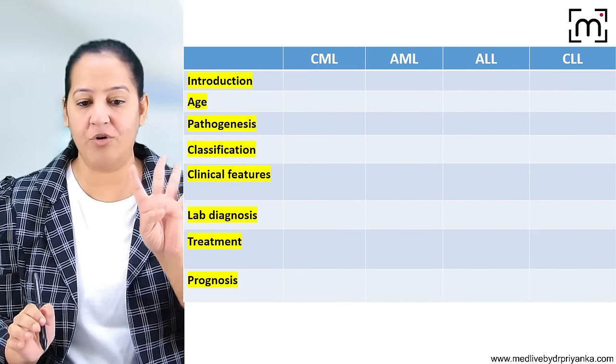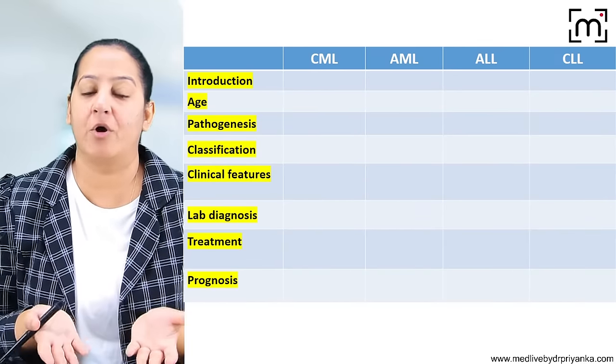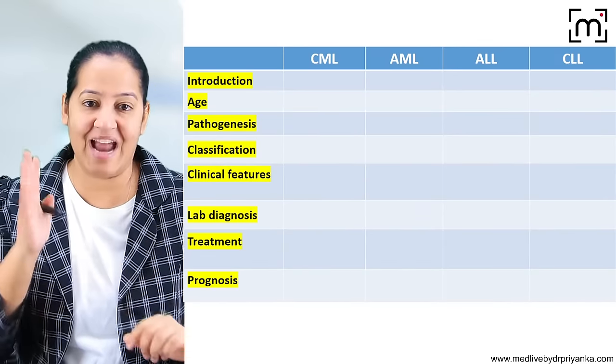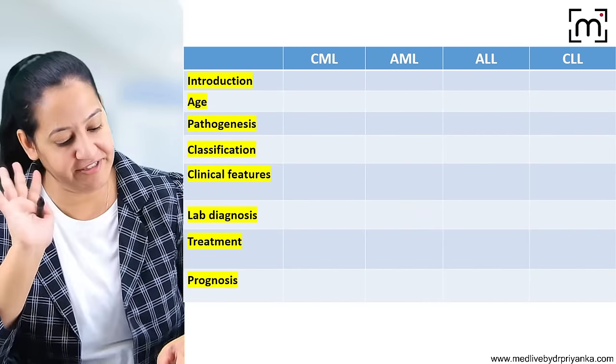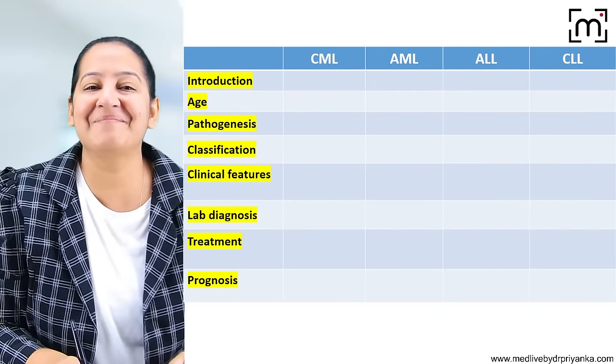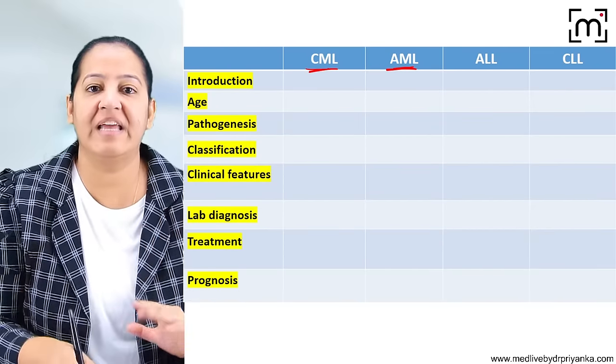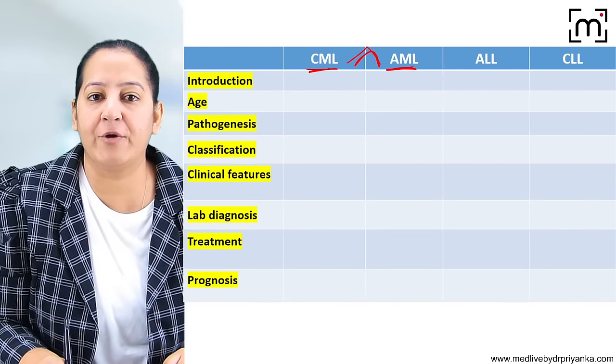Now we have four types of leukemia to be covered. So I request all my dear students to take out your notebooks and your pen and make this comparative table with me. I will teach you four leukemias one by one in a fixed set of headings. I will start with CML, then I will teach you AML. So myeloid will be done first. These two are myeloid leukemias.